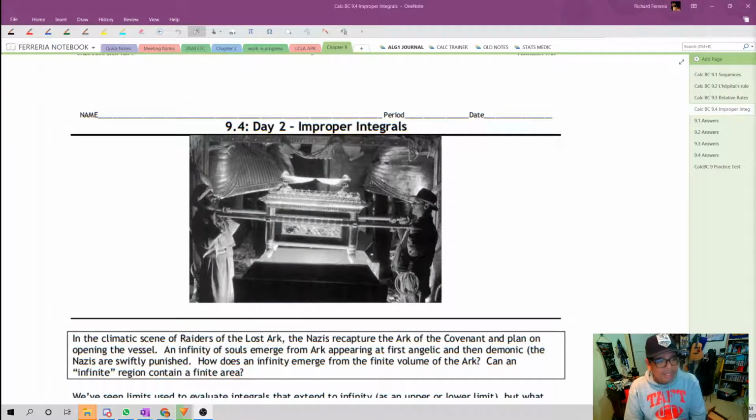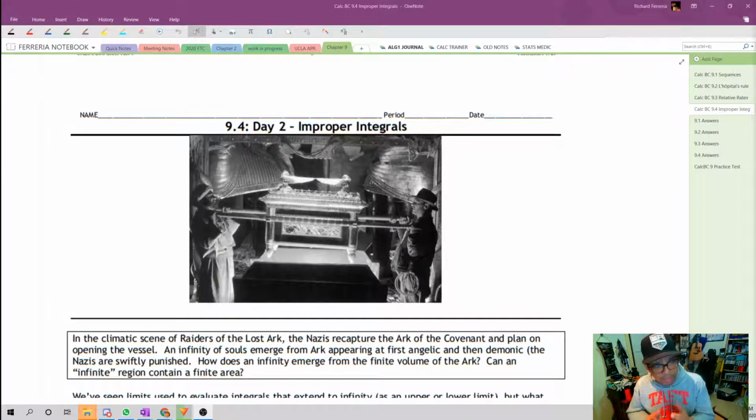So in the climactic scene of Raiders of the Lost Ark, the Nazis recapture the Ark of the Covenant and plan on opening the vessel. The Ark of the Covenant, you would remember, is the place where the original tablets that held the Ten Commandments were supposed to have been placed. So they're trying to open the Ten Commandments, I guess. And an infinity of souls emerges from the Ark, appearing at first angelic and then demonic. And the Nazis are swiftly punished. Yeah, we like that. Punishing Nazis.